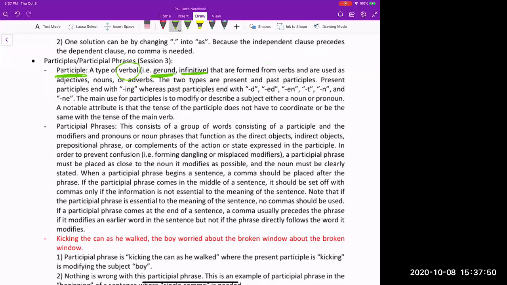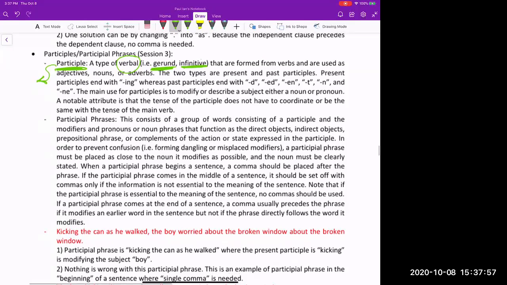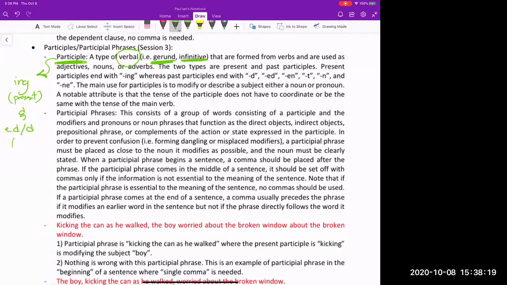And the one that we're actually going to talk about today, because it's related to these other topics, is the participle. A participle is a verbal that does end with ing as well. This is what you call a present participle, and you also have ed or d, and other forms depending on how you make it into a past tense, and that's what you call a past participle. That's just the form of it.